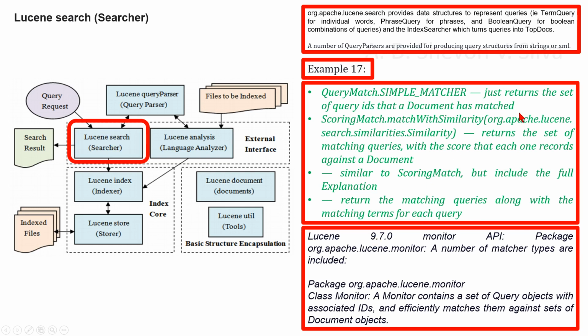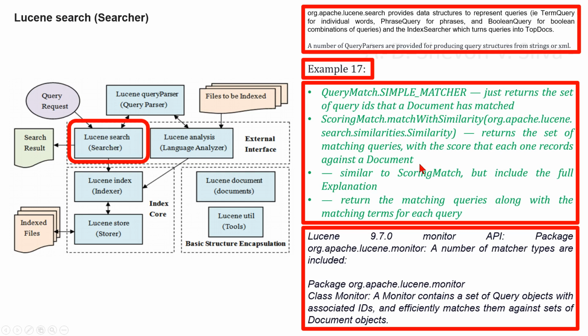In the package Lucene.monitor, the monitoring framework, this package contains classes to allow monitoring of a stream of documents with a set of queries. Here a number of matcher types are included. QueryMatch, the simple matcher, just returns the set of query IDs that a document has matched.